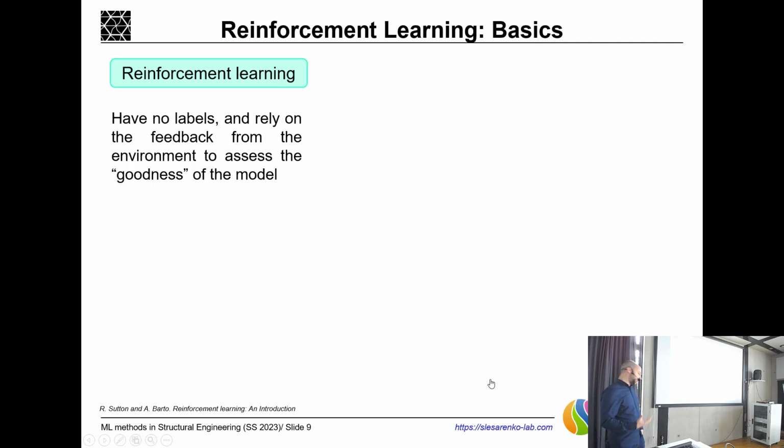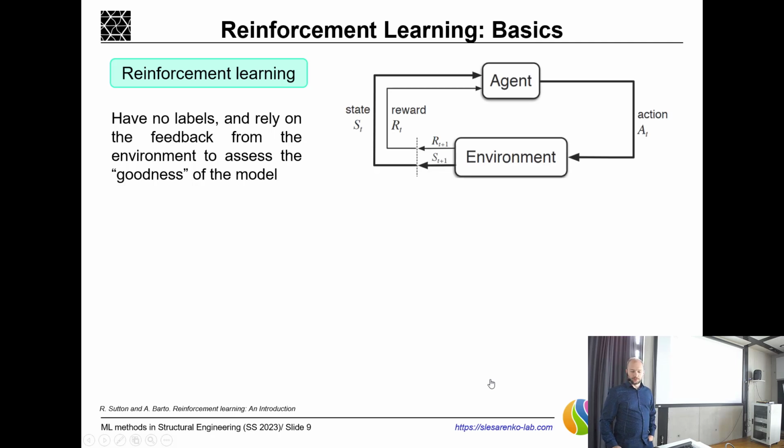But what we will do here, we will just give the basics and some math behind that. In reinforcement learning, we have no labels and rely on feedback from the environment to assess the goodness of the model. This is the main idea of reinforcement learning. What we have there originally is an agent. The agent is our entity that tries to learn how to act in order to be successful.